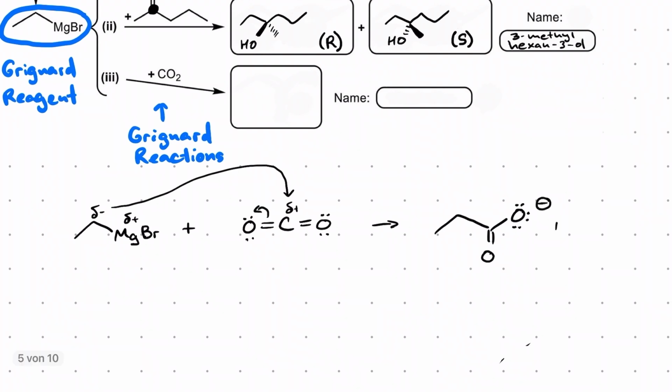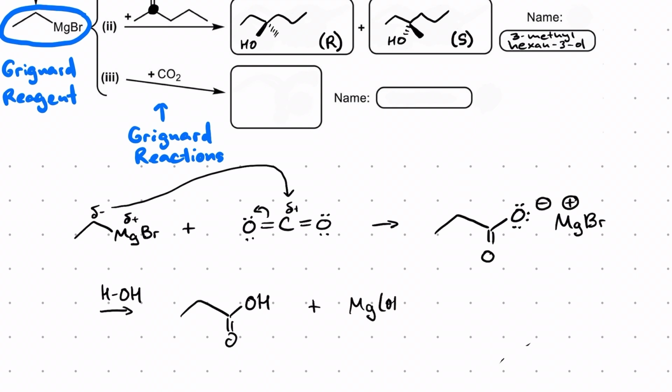We get an intermediate magnesium bromide bound product that can be further hydrolyzed. As always, the negatively charged oxygen takes the hydrogen atom from the water molecule. So as a final main product, we got here a carboxylic acid, and magnesium hydroxybromide is our byproduct. Let's fill in the last gap in the scheme and name the final product. This acid has 3 carbons, so it is propionic acid.